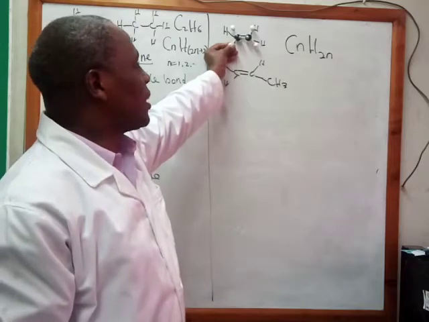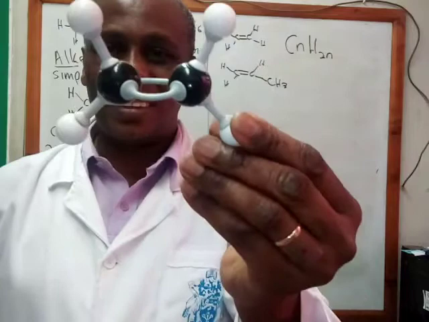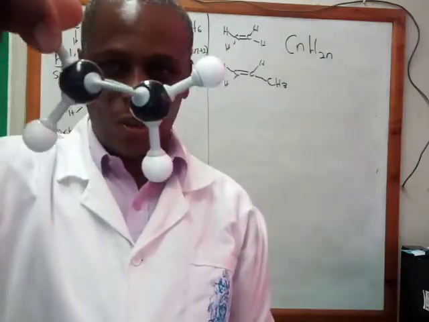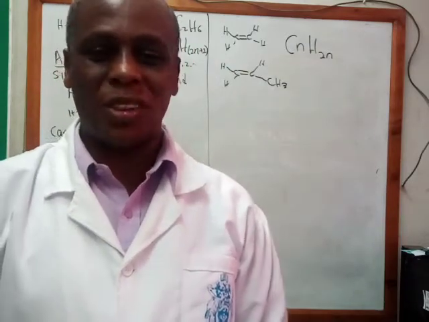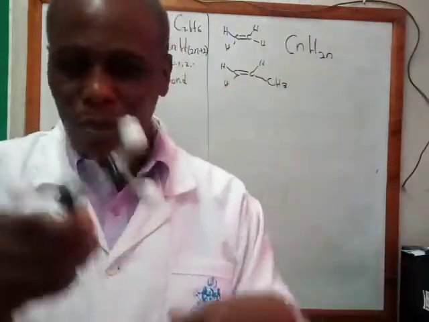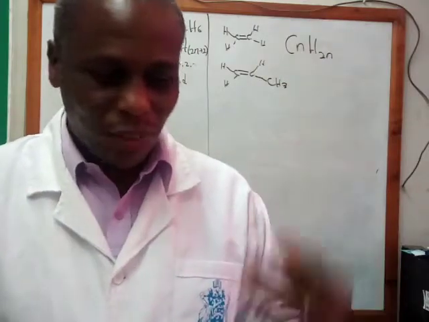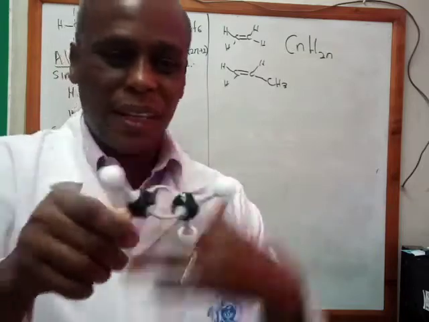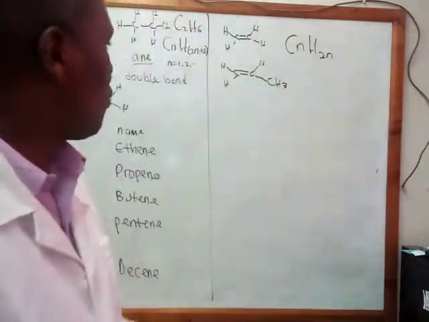When I show it like this, I'm dealing with a structure which is flat, and this is how it looks. Just keep it in your memory. A picture is worth 1,000 words. When you see it, you can have as many thoughts about what I'm showing you as words cannot illustrate. So just remember that's the structure of ethene.